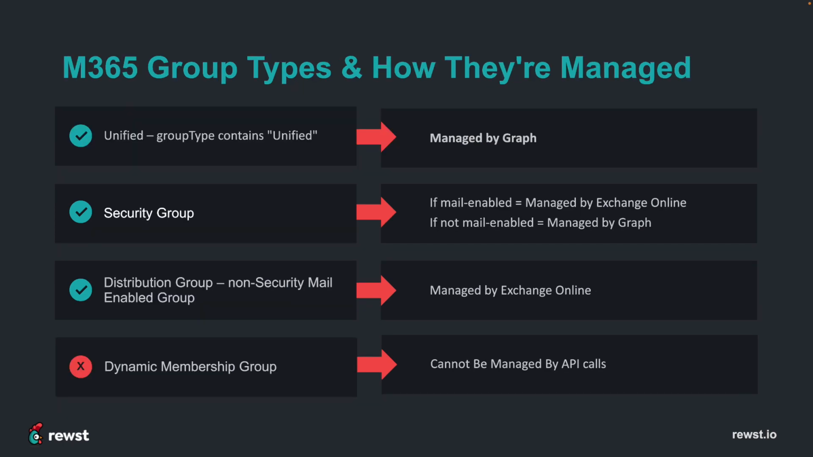When we are dealing with group types that are unified, we can manage those using Graph. When we're dealing with security groups, we need to first determine whether mail enabled is set to true or false. If it is mail enabled, we can manage those using Exchange Online. If it is not, those groups will be managed by Microsoft Graph. When we're dealing with distribution groups, we'll also need to use Exchange Online, and we also need to factor in dynamic membership groups that cannot be managed by API calls. So we'll need to figure out what type of group we have based off of these conditions.